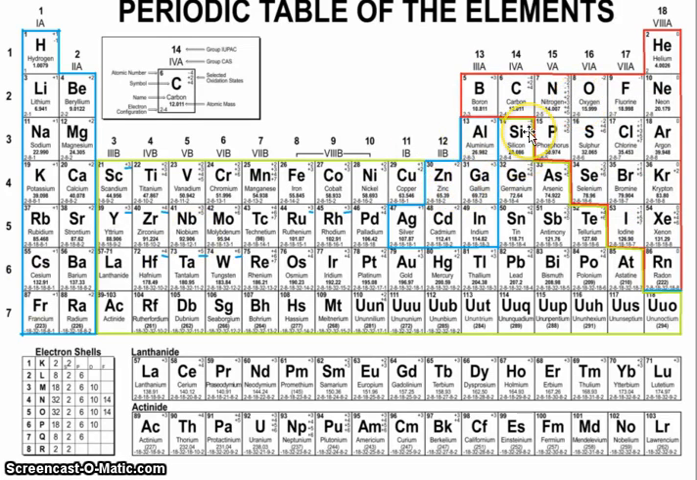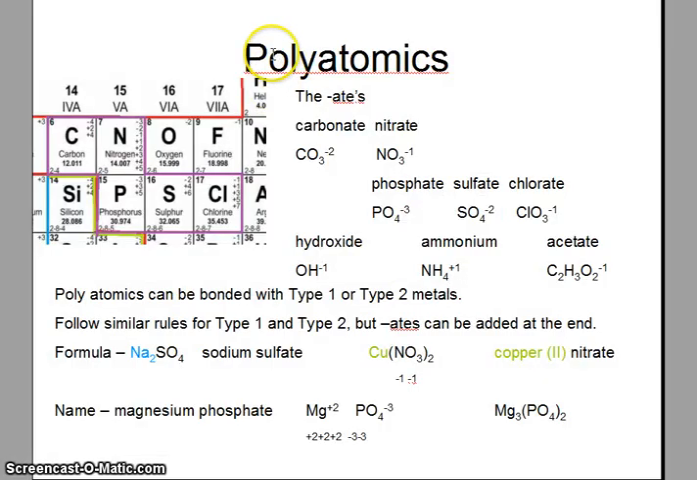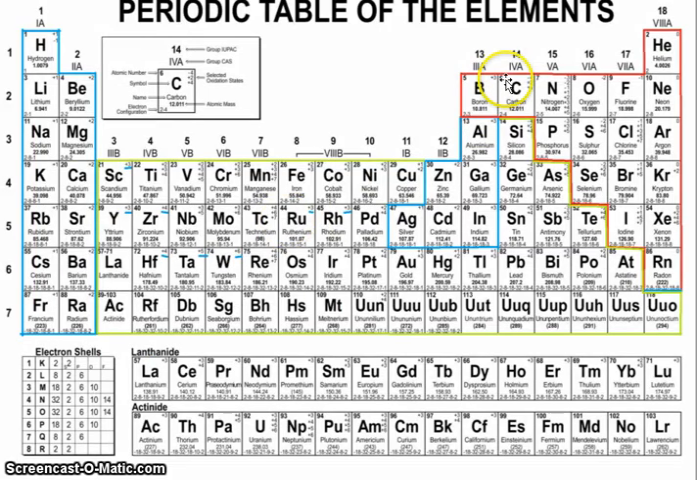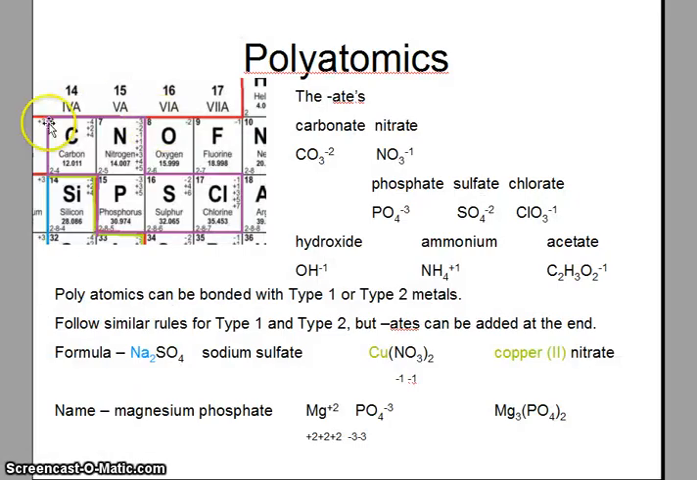Now, polyatomics, like poly, meaning many, are groups of atoms that get together to form one unit. There's a special section up here with carbon, nitrogen, phosphorus, sulfur, and chlorine where I call it the ates, or carbonate, nitrate, phosphate, sulfate, and chlorate group. You guys are just going to have to memorize these. What I like to do is make a little section here. I draw that for you guys like this, where I section it all off.